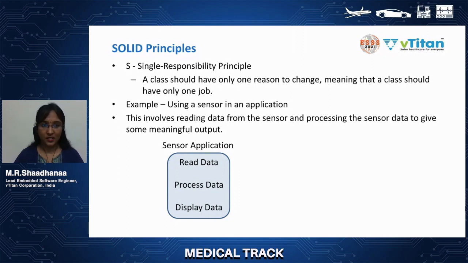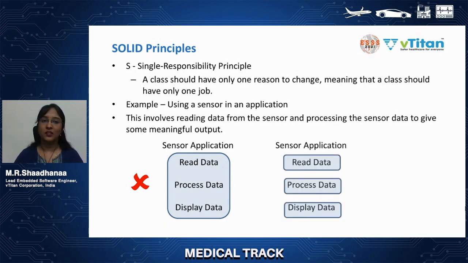So does this satisfy the single responsibility principle? No, because it does not do one single job here. My application has read data, process data, display data. It is doing three different things, and it has many reasons to change. A better design is to have a separate read data module, a separate process data module, and a separate display data module. This satisfies the single responsibility principle.